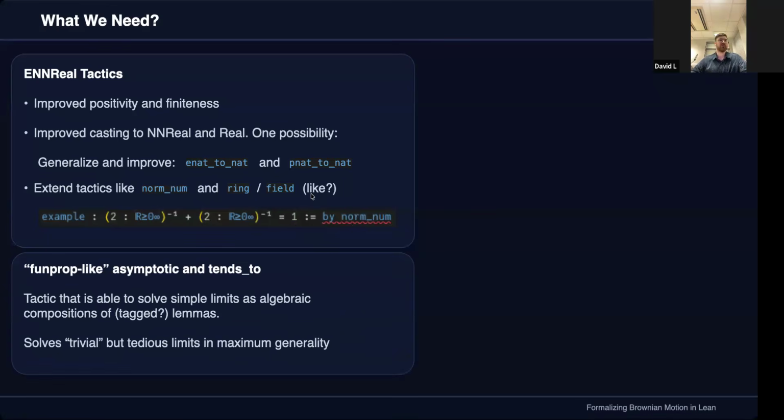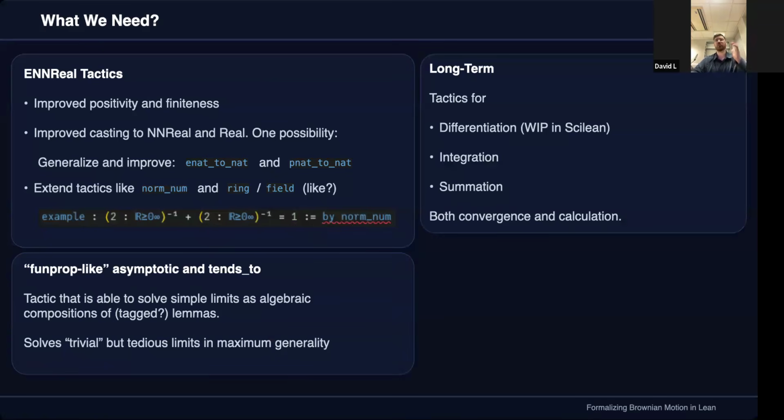Okay, so I already talked about the fun_prop-like asymptotic intends to. So I think there should be something which can solve simple limits, which are like compositions of tag lemmas or asymptotics, but maybe in a higher generality than something like compute_asymptotic, but you can't do harder problems. And then obviously long term, I think it would be nice if we have tactics for differentiation, integration, summation. And it would be helpful to have both convergence and calculation.